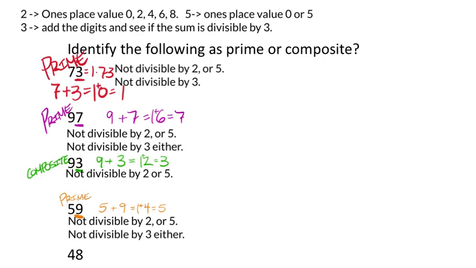The last one we'll check is 48 there. So 48, well, right off the bat here, I see an 8 in my ones place value. That shows me that it is divisible by 2. So that automatically also makes 48 composite.